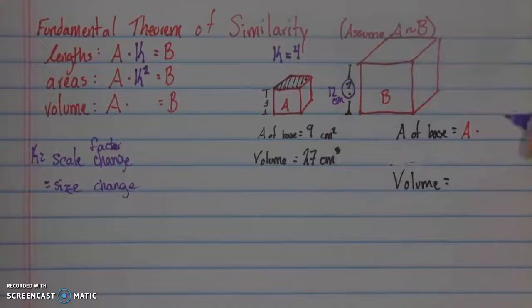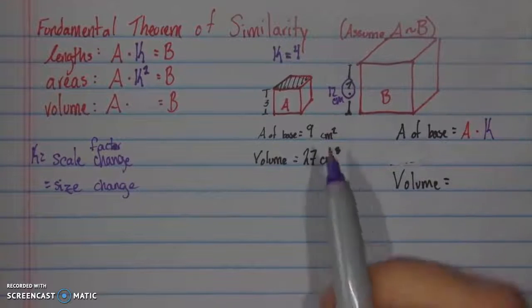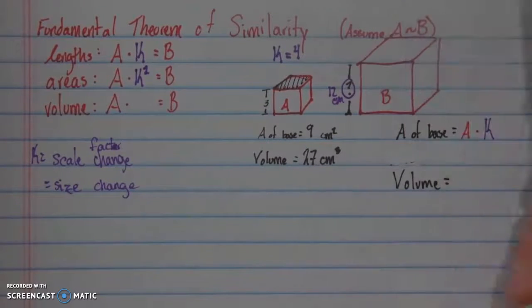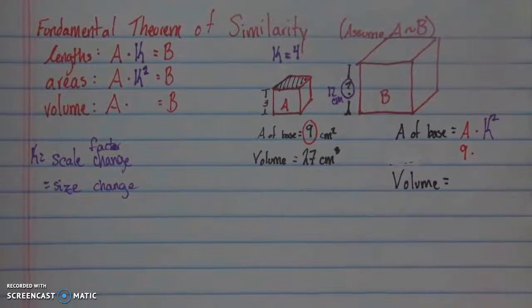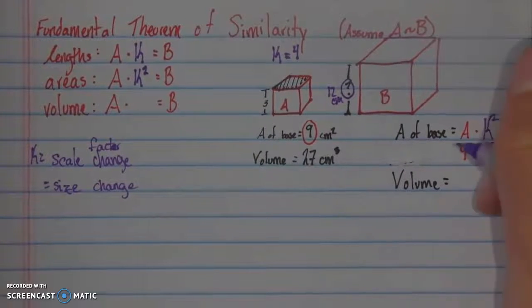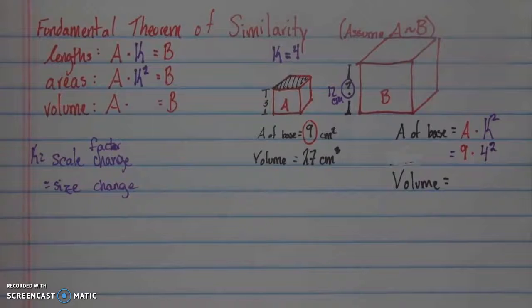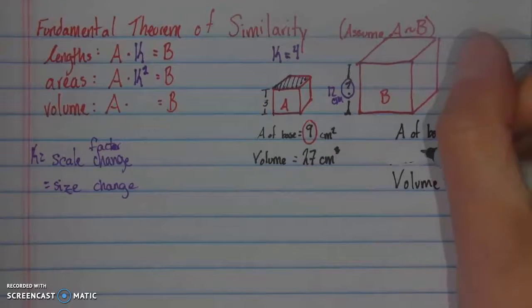times my K and fill it in accordingly. My original area, K squared here because I'm an area. I'll take my original area, which is 9, times my K value, which is 4, and square it because we're in the second dimension, and that gives me my area of my box, which is 16 times 9, and that gives us a final area of 144.